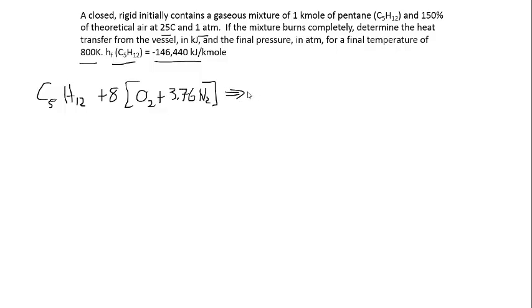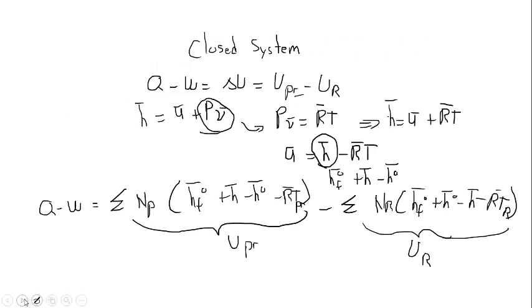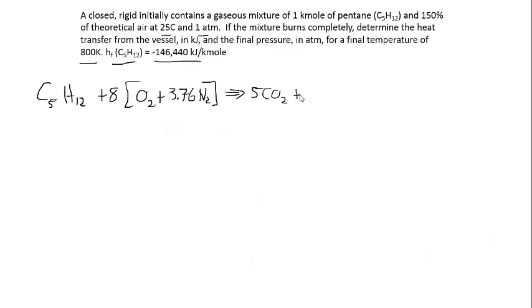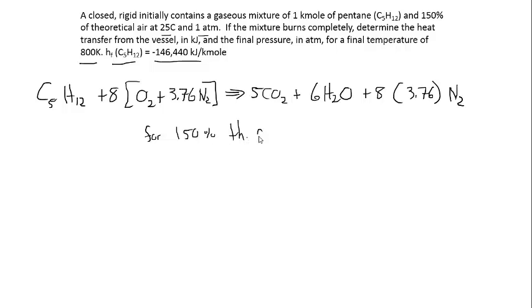Yields 5 moles of CO2, plus 6 moles of H2O, plus the remaining 8 times 3.76 moles of nitrogen. Now, that's for a stoichiometric reaction. This problem is saying we have 150% theoretical air.